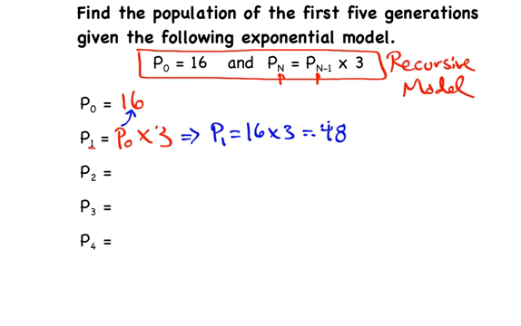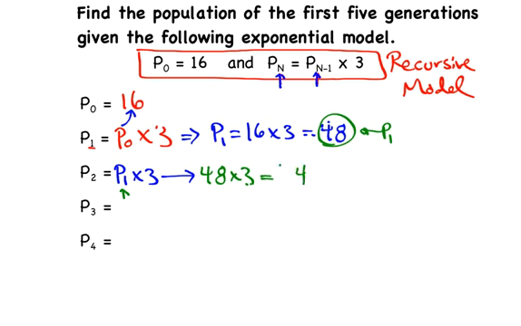So we can do this again for P2. We would plug 2 in everywhere we see n. That tells us that P2 is equal to P1 times 3. We would look up our answer for P1. We see that our answer for P1 is 48. So we would plug that in. We get 48 times 3. And we get 144 as our value for P2.